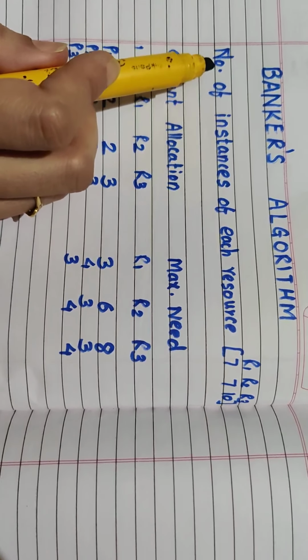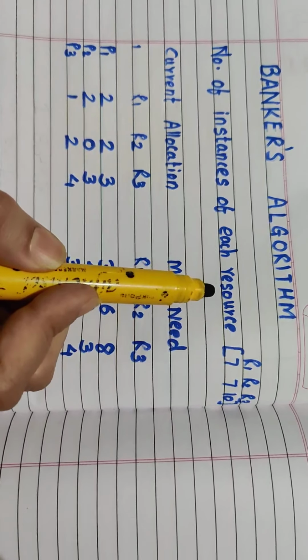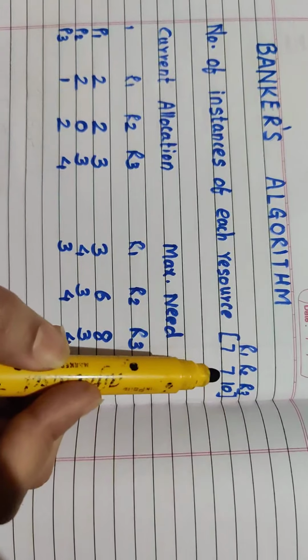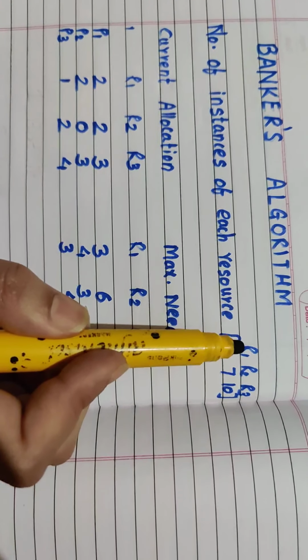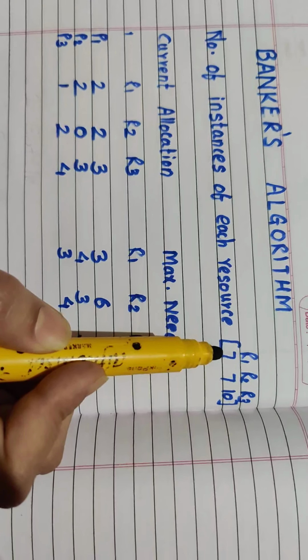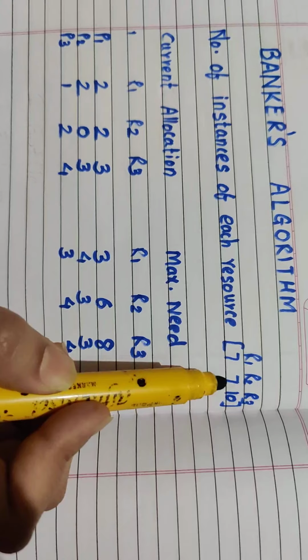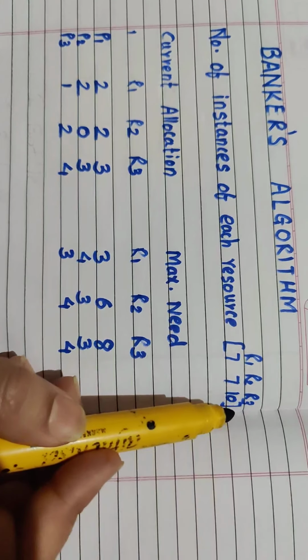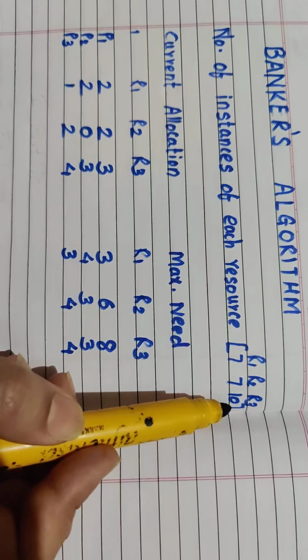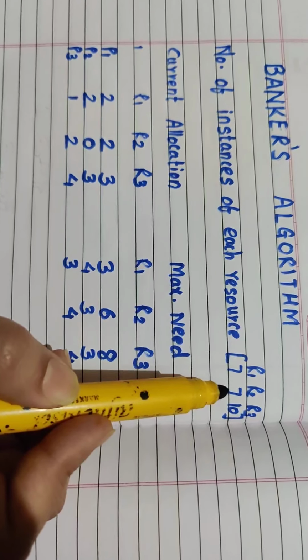So now first consider the example wherein the number of instances of each resource are 7, 7, 10. That is, R1 resource has 7 instances, R2 resource again has 7 instances, and R3 resource has 10 instances. So these are nothing but the total existing resources.